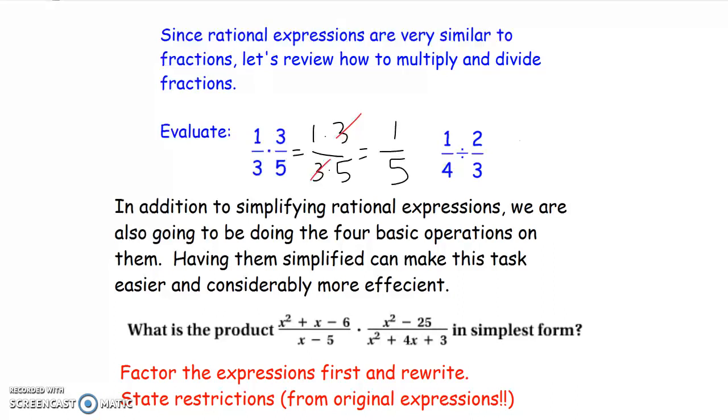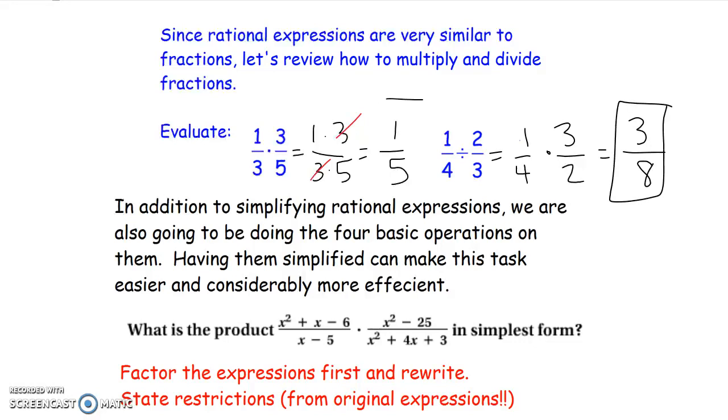For division, what you need to do is start with the first fraction, and then to divide really means to multiply by the reciprocal. So we multiply by 3 over 2. When we multiply straight across, we get 3, and straight across the denominator, we get 8, so our answer is 3/8.